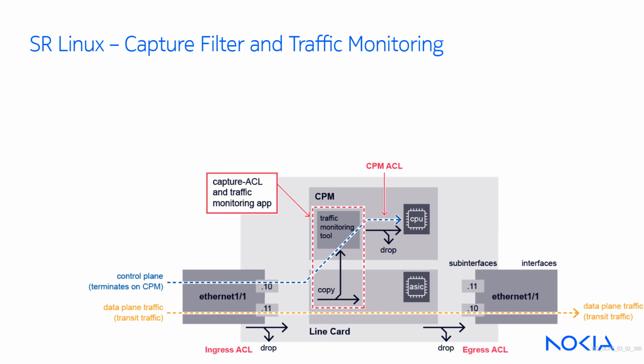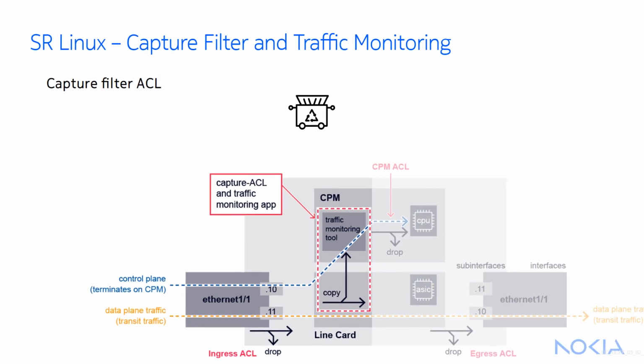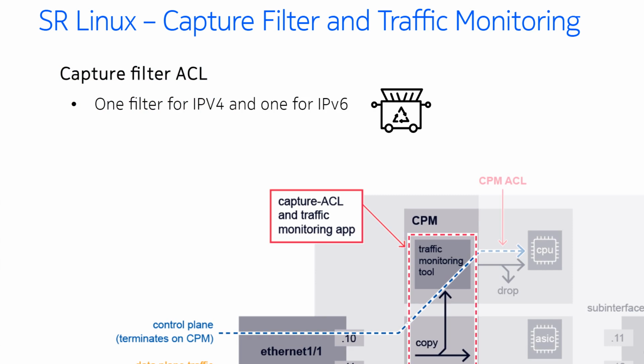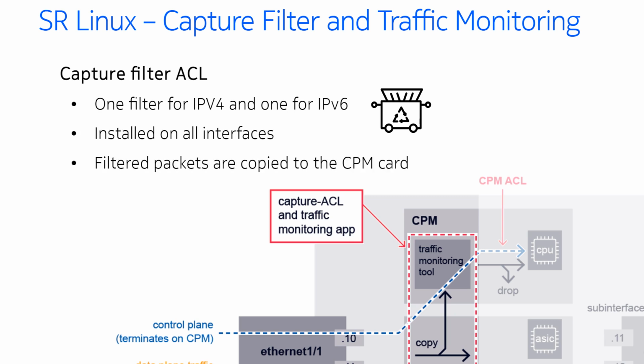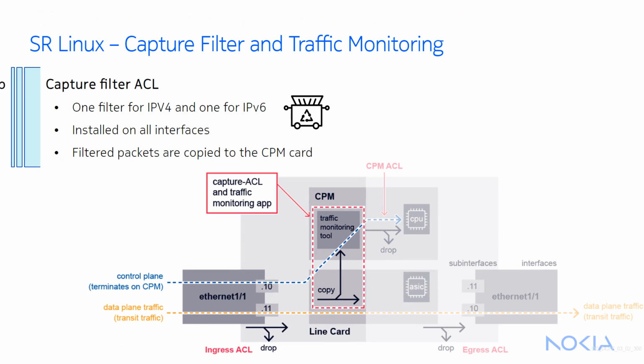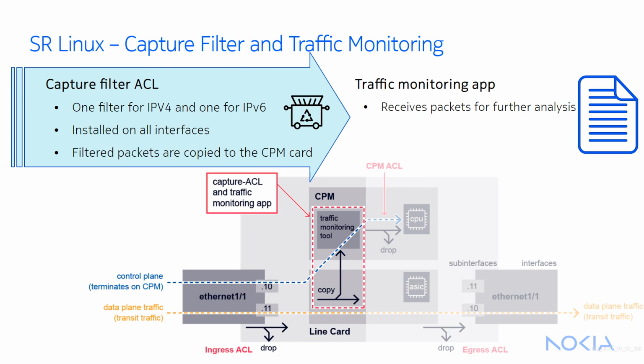In this video, we will only cover capture filters, whose primary use case is troubleshooting. Like the CPM filter, only one IPv4 and one IPv6 capture filter is allowed. When configured, the capture filter is deployed simultaneously on all sub-interfaces. Filtered packets are copied to the control processing module for further analysis. The capture filter ACL works with the traffic monitoring tool, which offers a sort of tcpdump capability hosted on the CPM board.